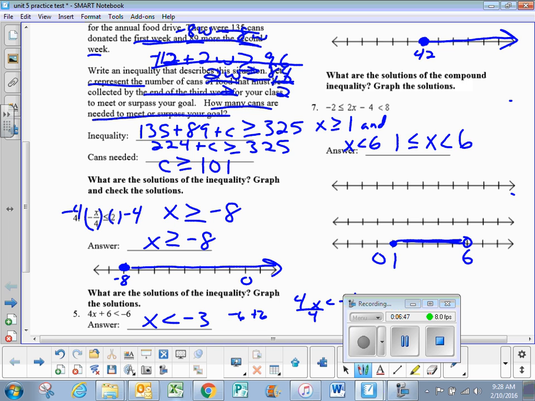Remember, the and is the intersection. Let me actually go ahead and graph those just so you guys are aware of how we got that answer. X is greater than or equal to 1 here. X is less than 6 here. And remember, when it's an and, we are looking for the intersection or where they're both graphed.